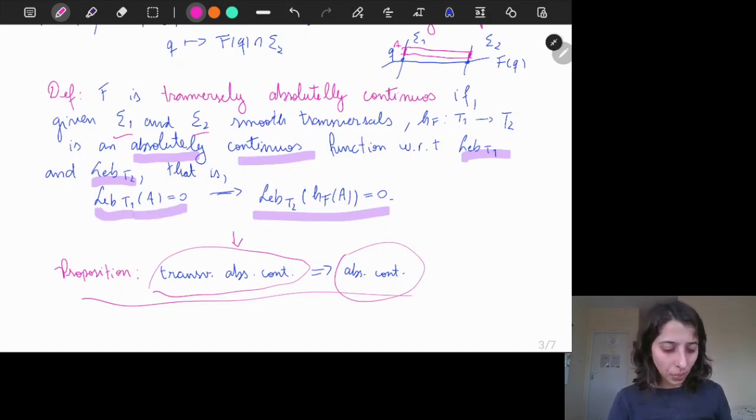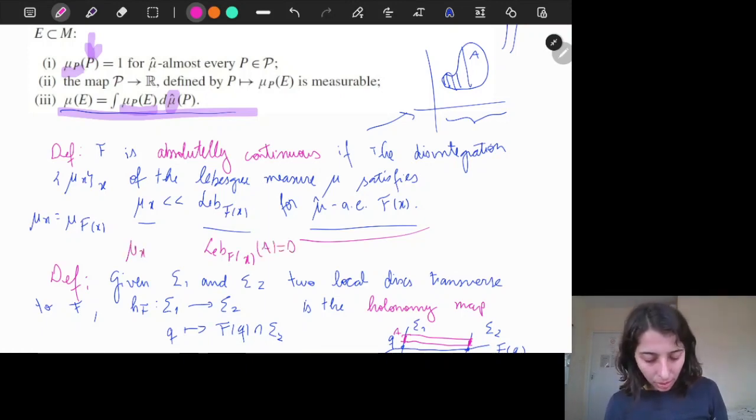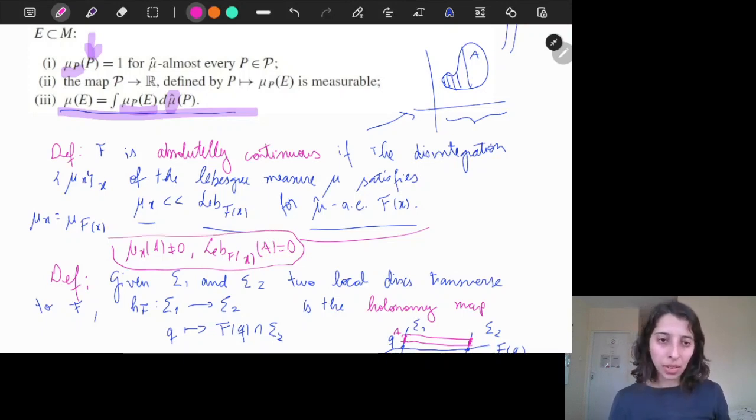So we just need to prove that the conditional measures are not absolutely continuous with respect to the Lebesgue measure, or that there is a set with Lebesgue measure equal to 0 on the leaf, but the conditional measure of the same set is not 0. We are showing this, and then the foliation can't be absolutely continuous.